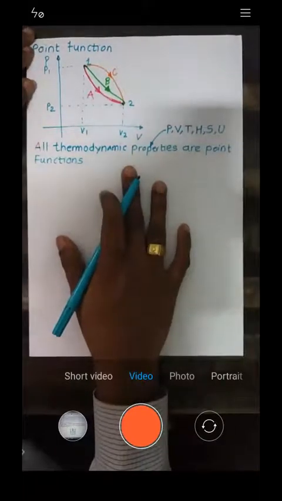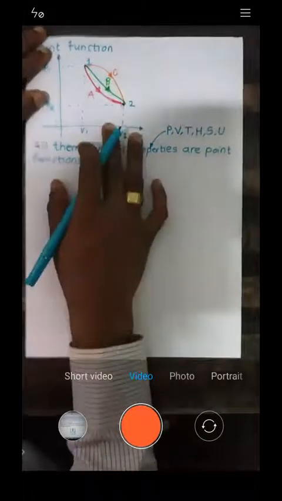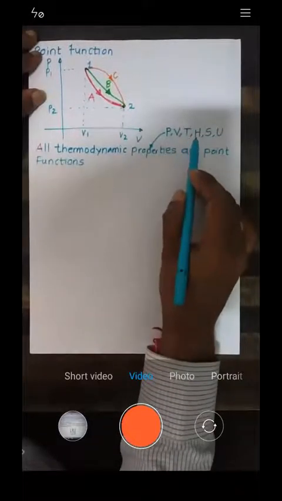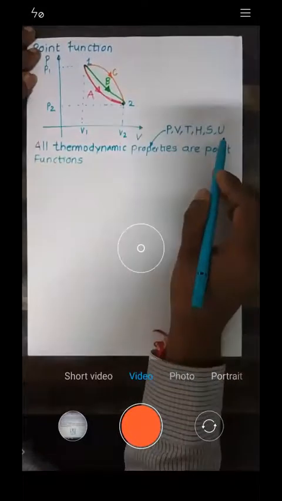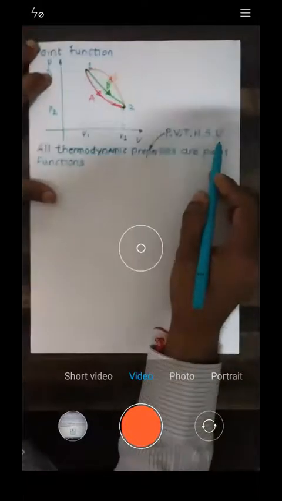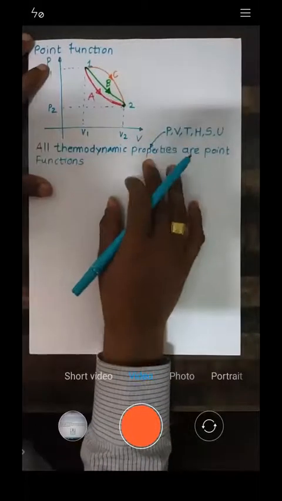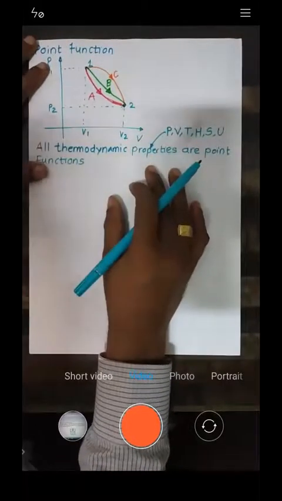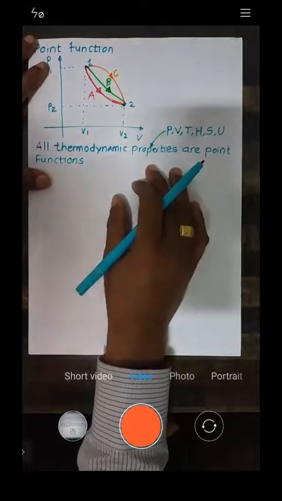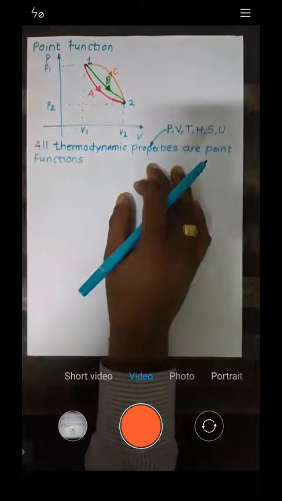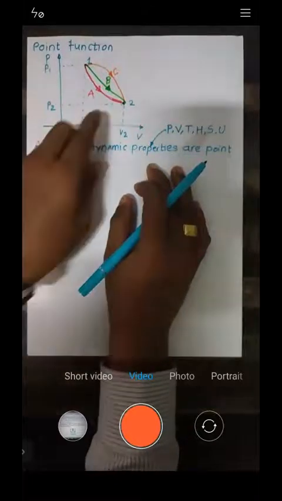Is that okay? Here I told you only about pressure and volume, so a similar thing is applicable for temperature, enthalpy, entropy, and internal energy. Is it okay with this one? Let me know. Yes, sir. Okay.